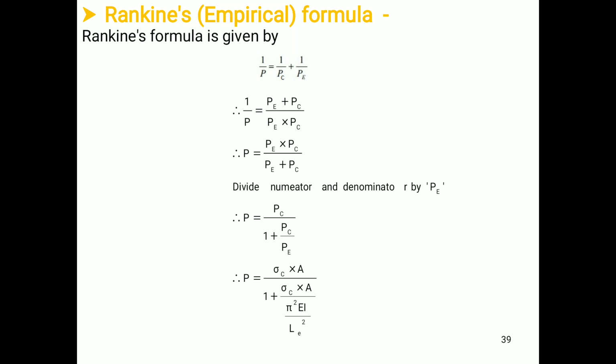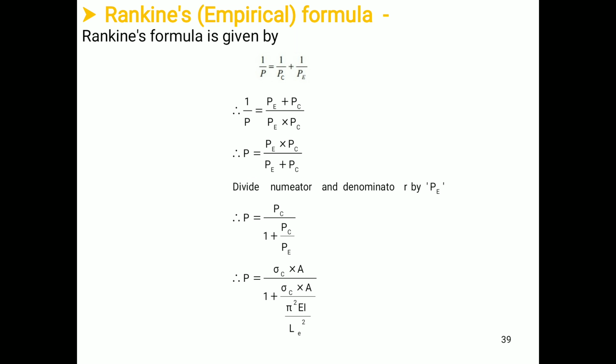Now we will find out the mathematical formula based on the Rankine formula. All of you know that we have the Rankine formula 1 upon P is equal to 1 upon Pc plus 1 upon Pe. After solving this equation, we will get 1 upon P is equal to (Pe plus Pc) divided by Pe into Pc. This is the value of 1 upon P. If we have to find the value of P, then P is equal to Pe into Pc divided by Pe plus Pc.